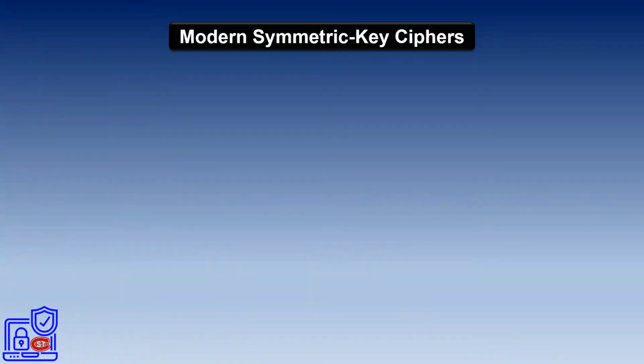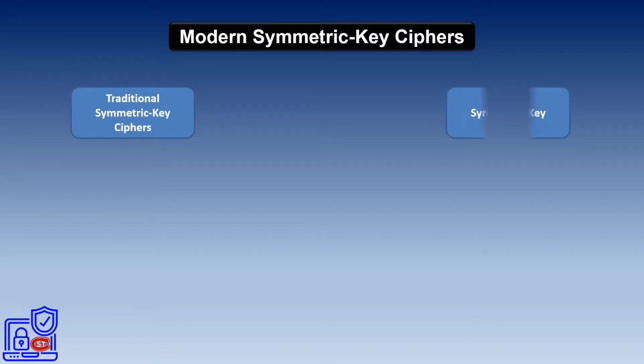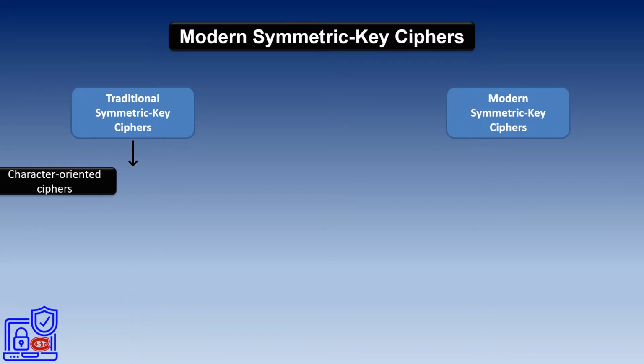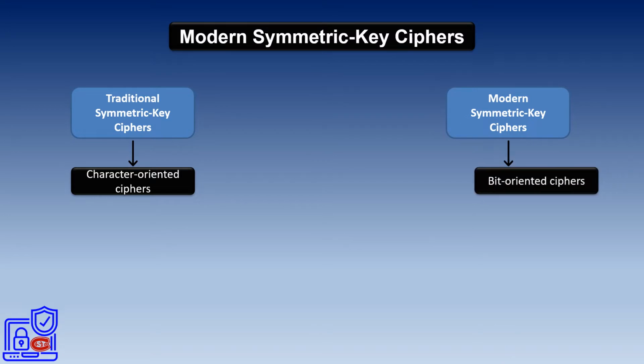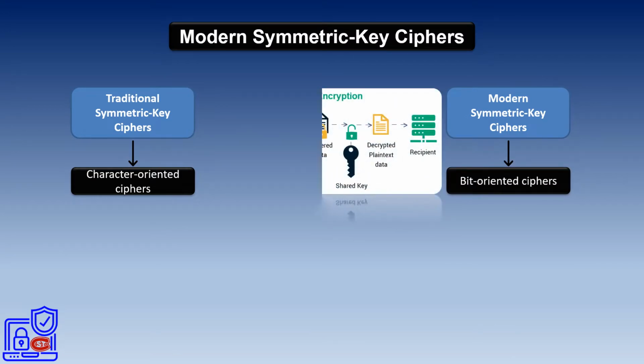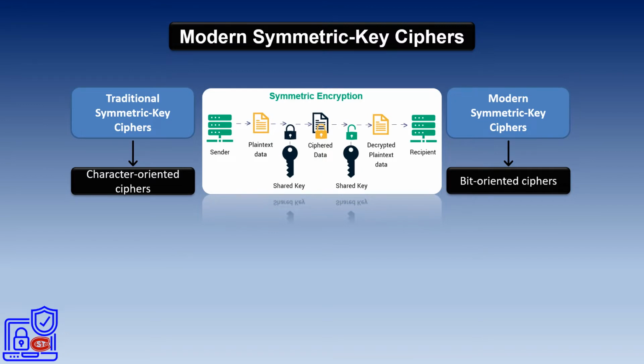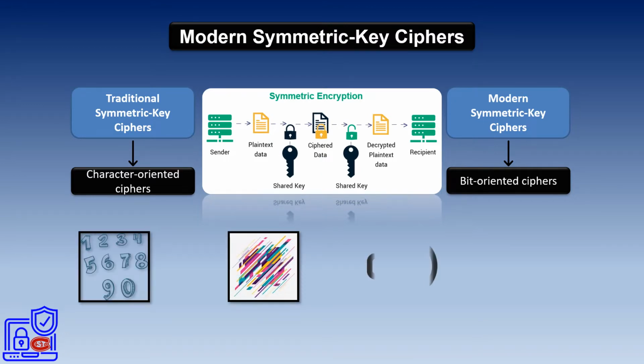When talking about modern symmetric key ciphers, first let's discuss the difference between traditional and modern ciphers. The traditional symmetric key ciphers are character-oriented ciphers. With the advent of the computer, we need bit-oriented ciphers, which are the modern ciphers. This is because the information to be encrypted is not just text, it can also consist of numbers, graphics, audio, and video data.